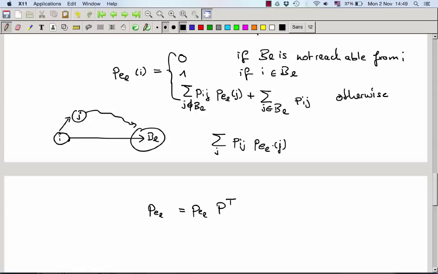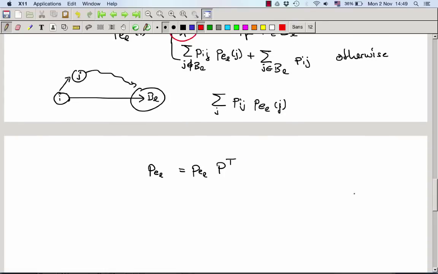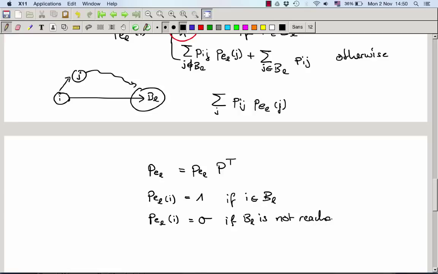And also, if state j cannot reach BL, then we have 0. We just must enforce this. We have to enforce these two conditions, and then what remains is this relationship. Therefore, it's like this, together with the side condition that PEL of i equals 1 if i is in BL, and PEL of i equals 0 if BL is not reachable from i.